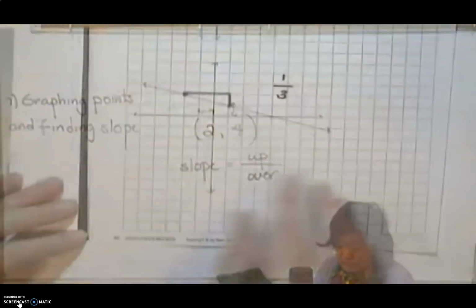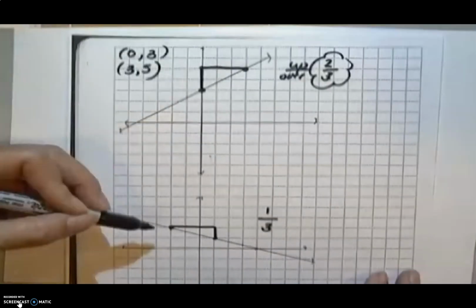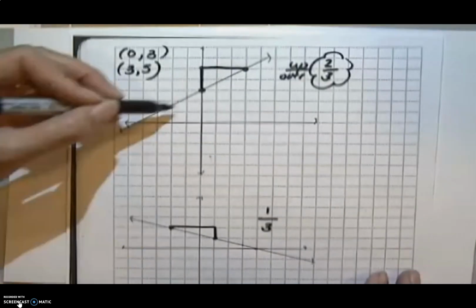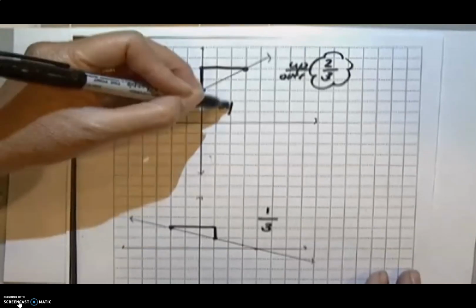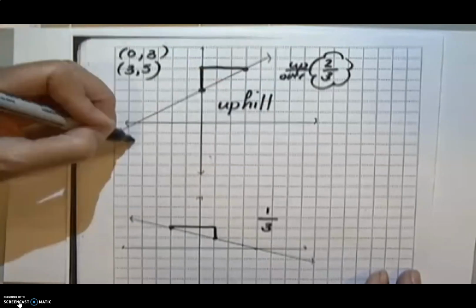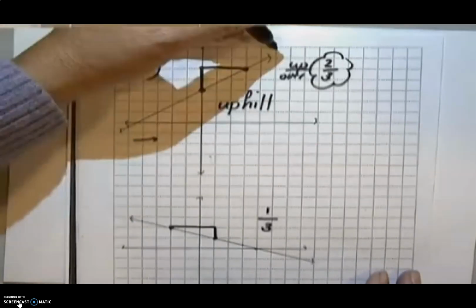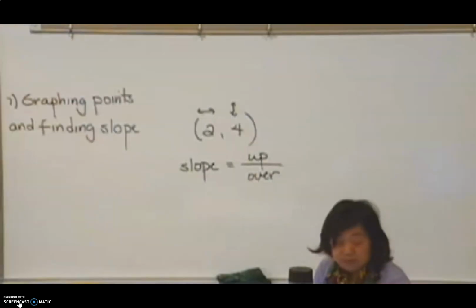Now, you'll notice that there's a difference between the first example and the second example. This line here is an uphill line. Think about always reading a graph from left to right, just like you read a book, just like you read a sentence, and it's going uphill. When a line is going uphill, the slope is positive.